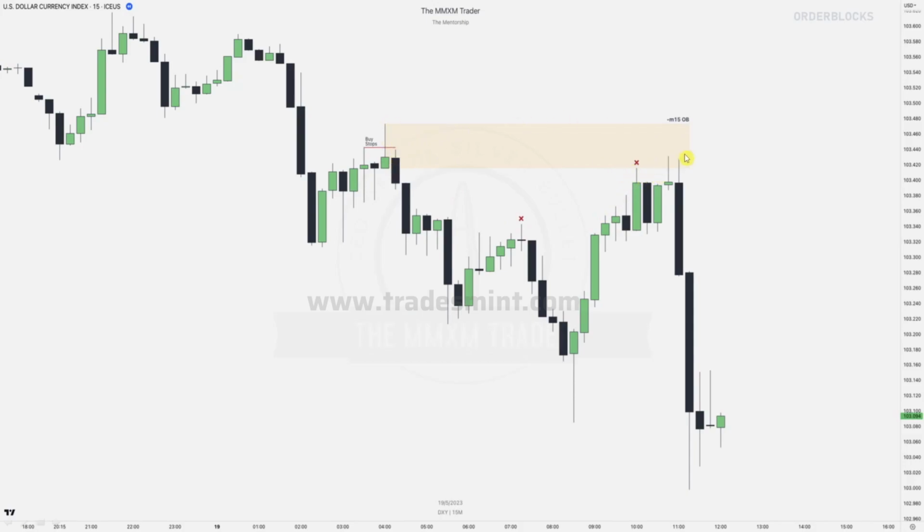And this 15-minute order block we know is high probability, so it will act as a resistance. And you can see price action taps into that order block and uses this as a resistance to continue down lower.